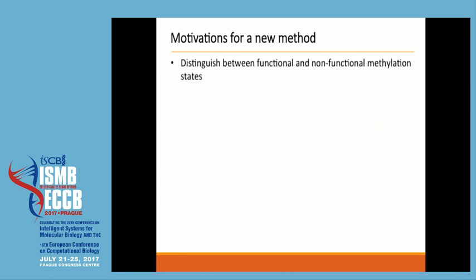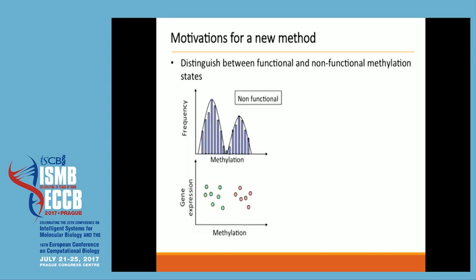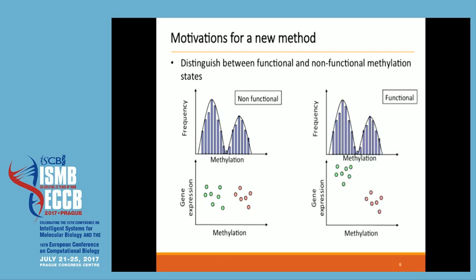The second thing we want to do is to distinguish between non-functional and functional abnormal methylation states. A non-functional state would be where you have different methylation states in cancer, but they're not associated with different levels of expression of the corresponding gene. Whereas in a functional state, the abnormal methylation state corresponds to a change in gene expression, and therefore, it's much more interesting for us.